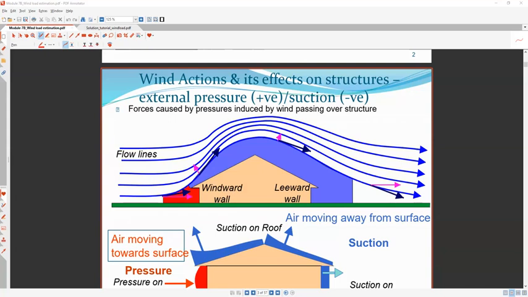Now we can see the red zone here. This red zone means this is where the direct pressure will be applied to the structure. That's the direct pressure on the windward wall. We call it the windward wall, meaning the side from which the wind is flowing and hitting the structure. That's called the windward side or windward wall in this case. And if you look at the opposite, that's the leeward side.